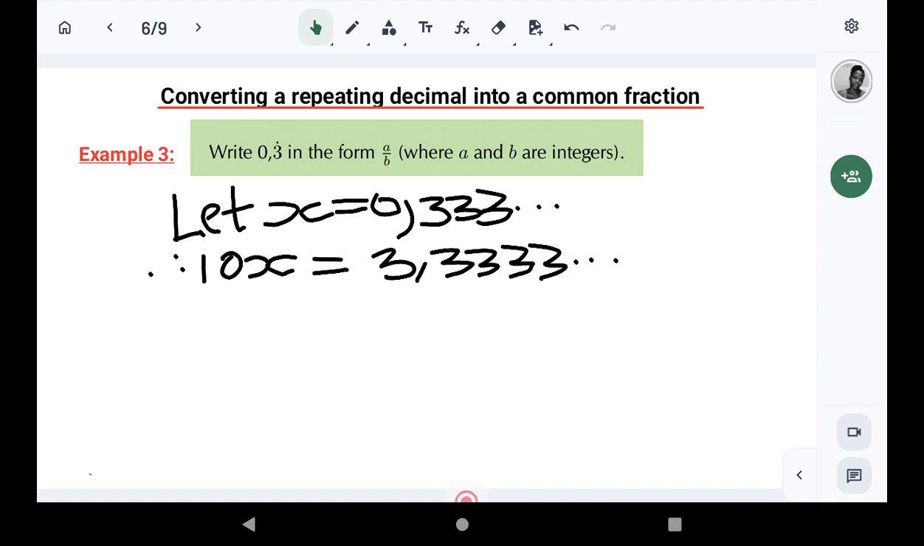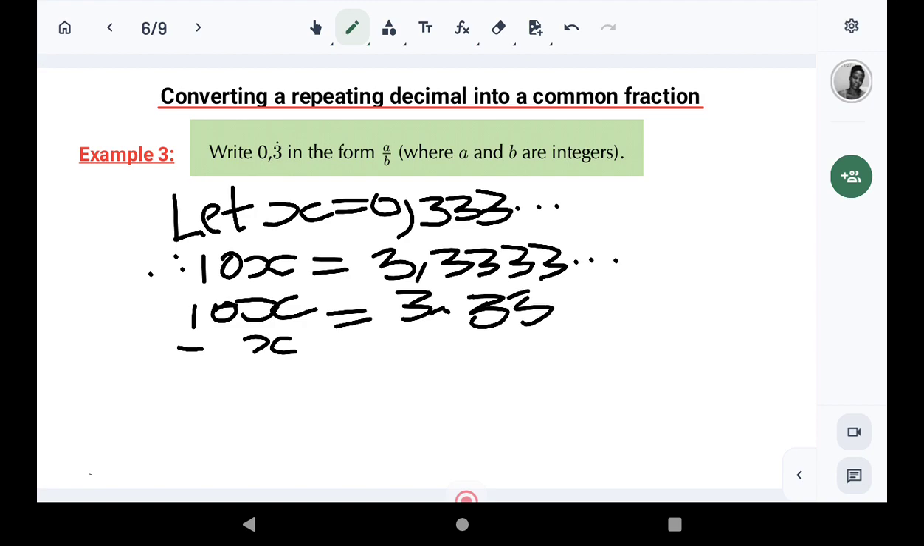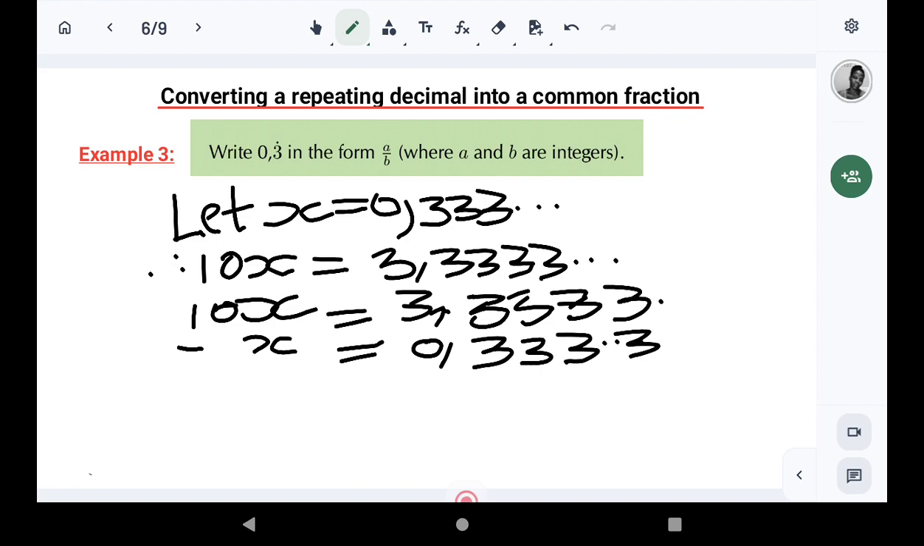Now, subtract 10x minus x. The 10x equals 3,3333 recurring, and the x is 0,3333. Notice how I am putting the digits in their right place.